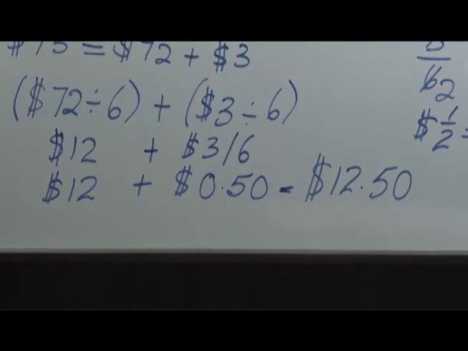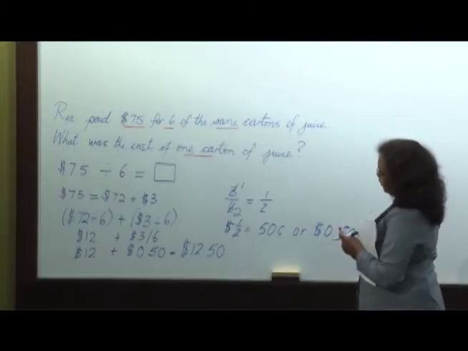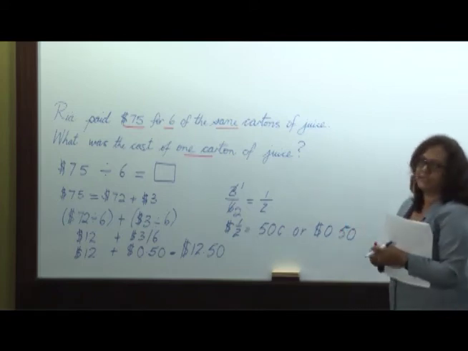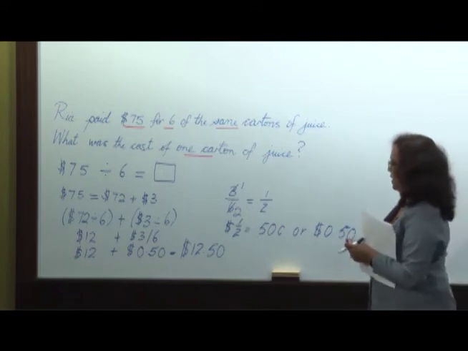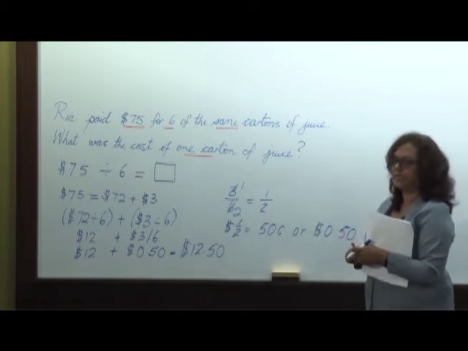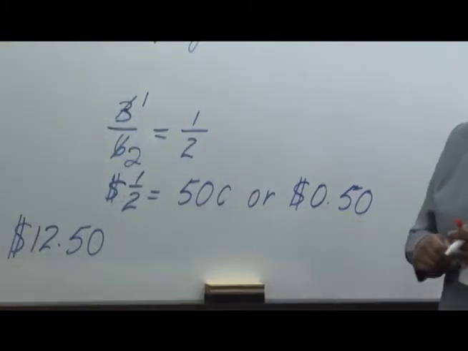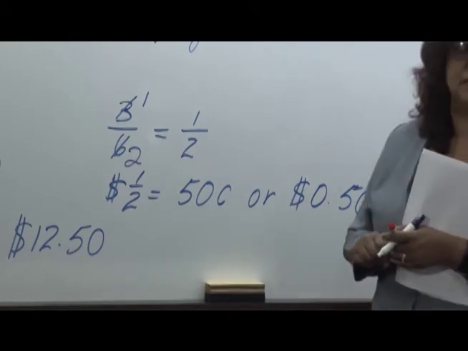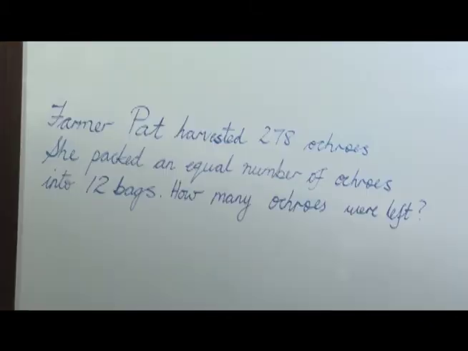This is an example of where the remainder is important and it is contributing to the answer. It is also an example of the remainder being expressed differently, not as a whole number, in this case as a fraction. And sometimes we need to do that when we are solving problems. Let's read our next problem.